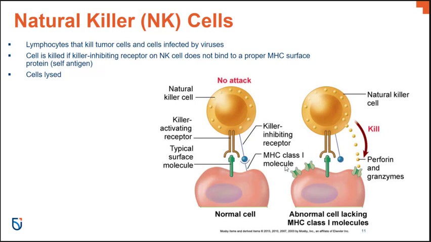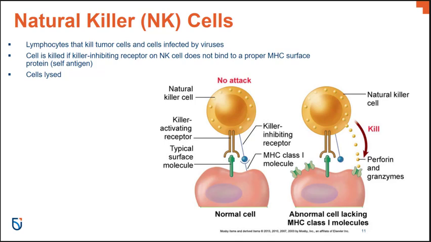MHCs, or major histocompatibility complexes, are surface proteins on all normal cells and are unique to each individual person. So, normal to you. Only abnormal and foreign cells fail to bind to that killer inhibiting receptor and are therefore killed by a natural killer cell. So you can see in this example here, here's an abnormal cell. The killer activating receptor binds to its surface molecule, and the killer inhibiting receptor does not bind to anything, so the natural killer cell gets the go-ahead to kill that cell.